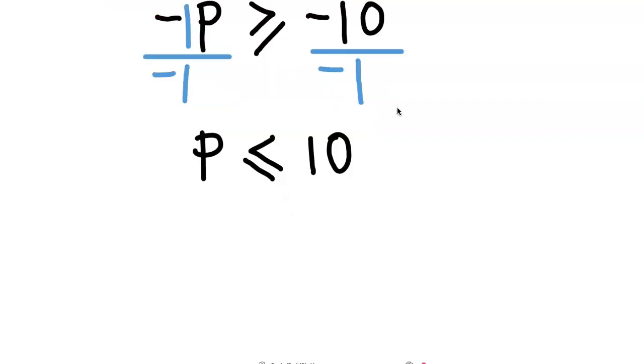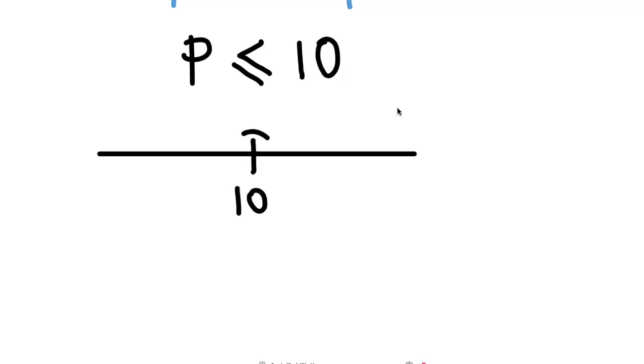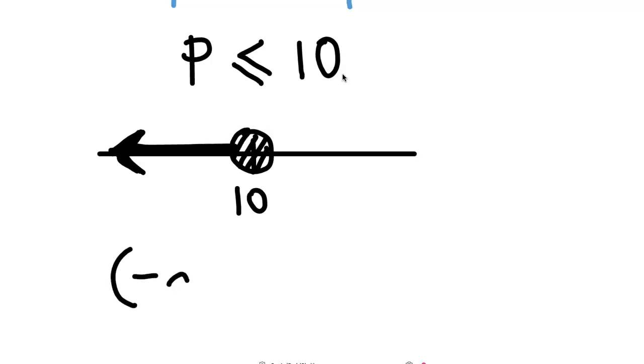Finally, we just have to write this in interval notation. You guys don't have to graph, but I like to graph it and see where this is going. If p is smaller than 10, that's what they're saying here, p is less than or equal to 10, we have to go to the left side. Now, if you keep on going to the left, what are we approaching? We are approaching negative infinity.